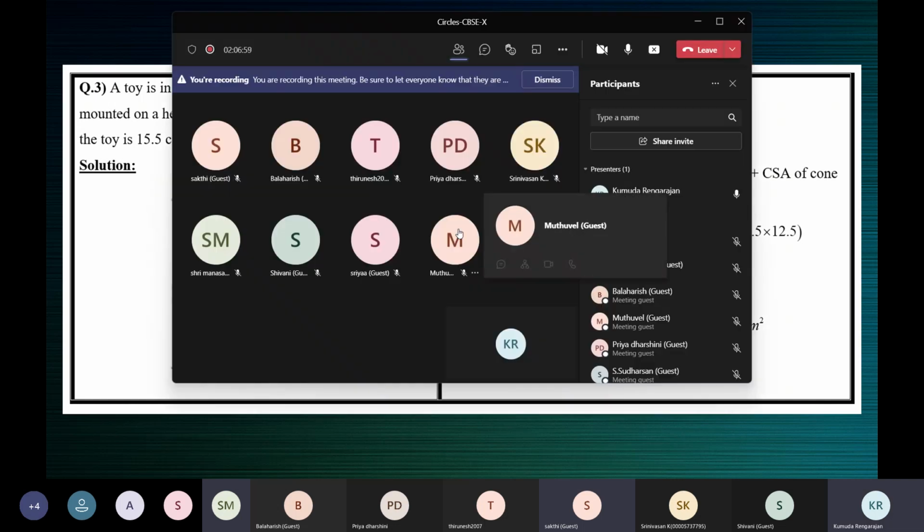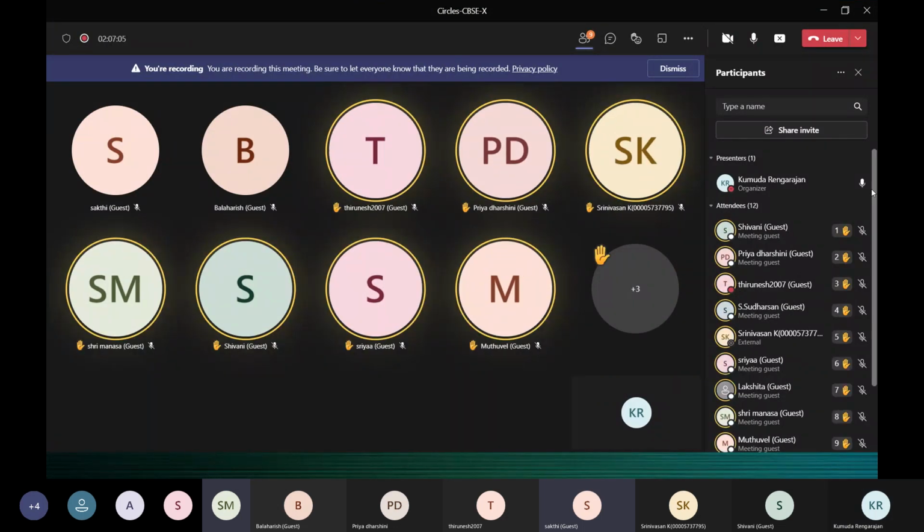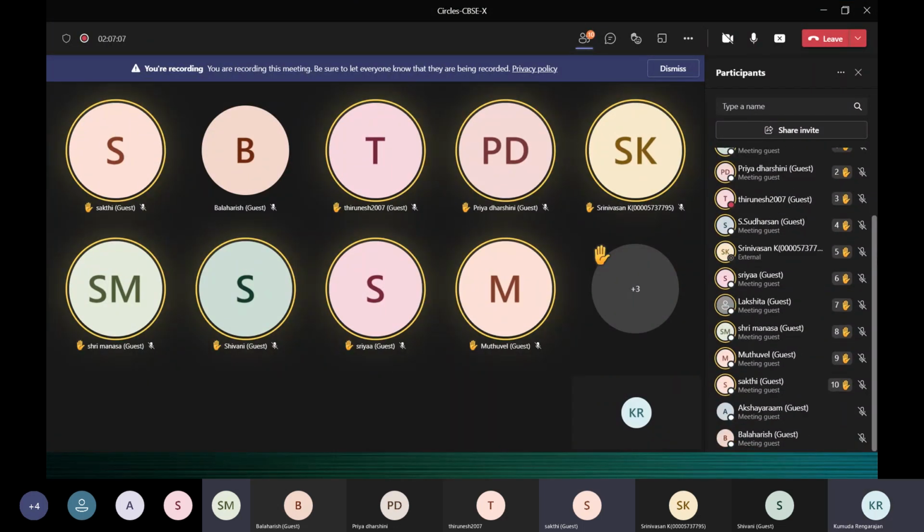All right, class, use the emoji. Raise your hand. Only 12 students. Shivani, Priyadarshini, Thirunesh, Sudarshan, Srinivasan, Shriya, Lakshita, Manasa, Muttuvel, Shakti, Bala, Harish, and Akshay-Ram.